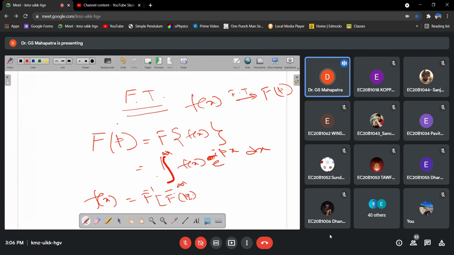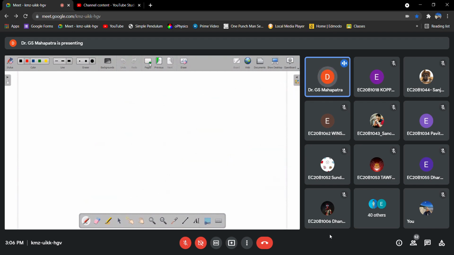In that case, 1 by 2π, integration from minus infinity to infinity of F of p e to the power minus i p x dp. So here it is minus. But in case you have written positive here, then it should be positive. Now you have seen the Fourier transform.